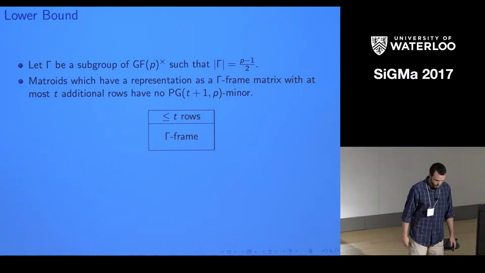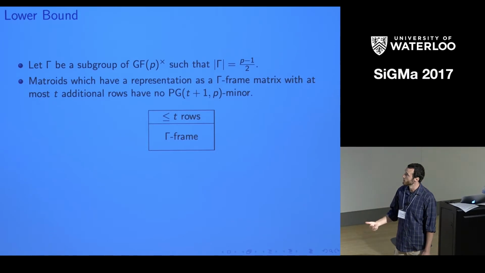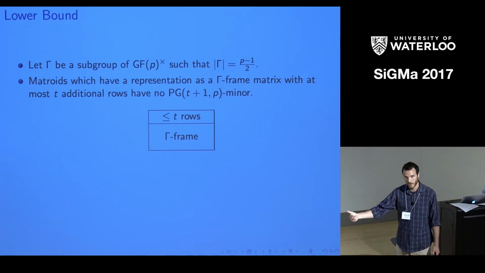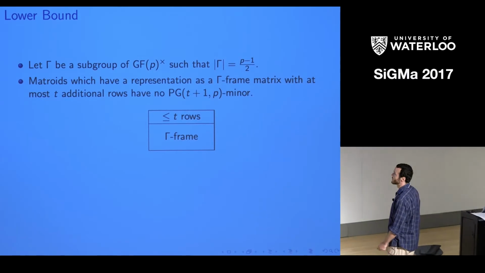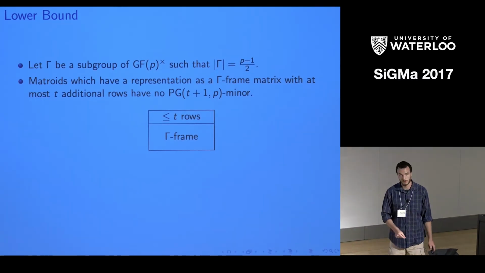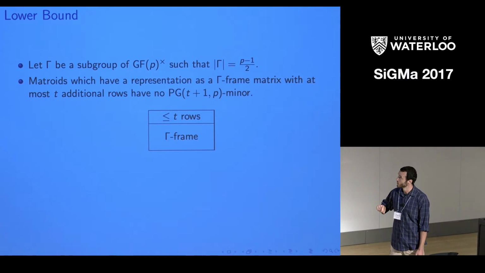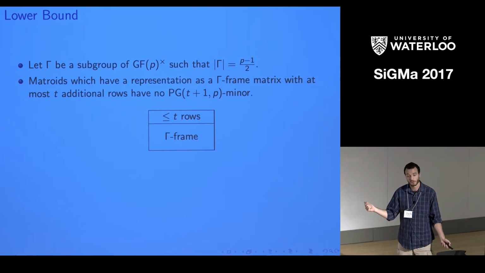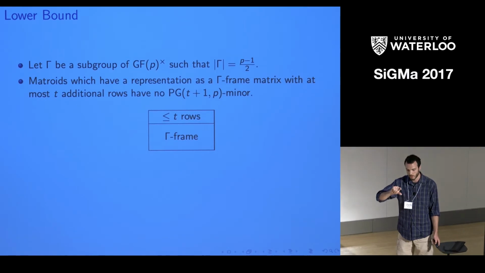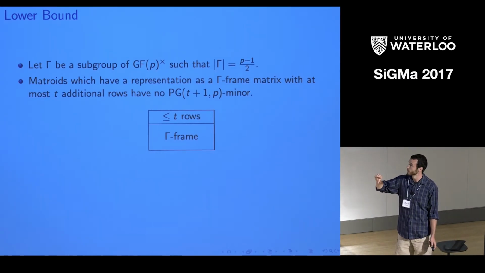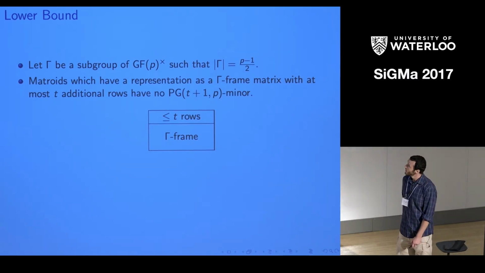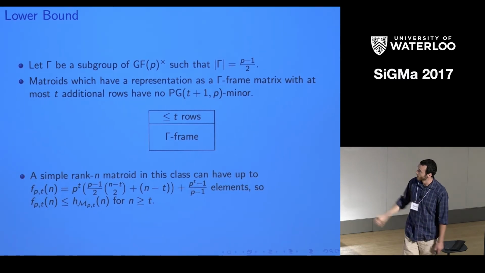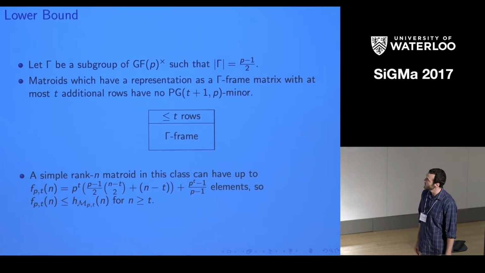So now we have this class of matroids with no PG(t+1, p) minor. So for each positive integer n, we just want to take a matroid in this class with lots of elements, as many elements as possible. And I think the natural way to do that is to take a gamma frame matrix with n minus t rows, and for each non-zero column, we just want to pair it with every possible length t vector. So that gives us the following function, which I'll denote f sub p,t.